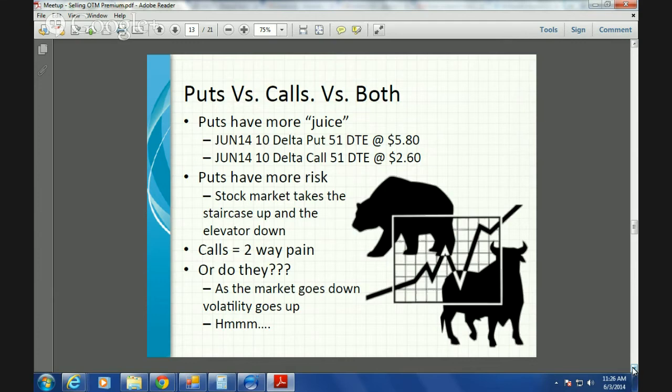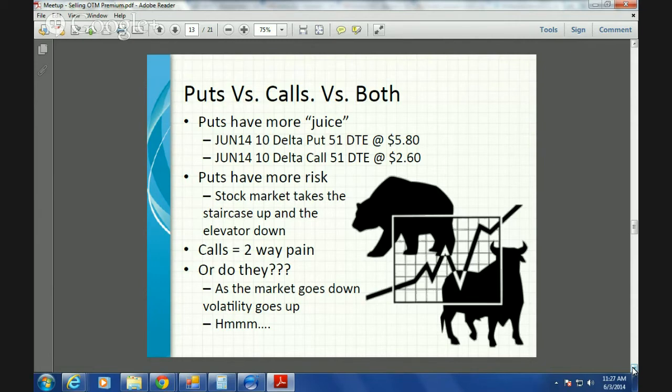When I made this presentation, I looked at the June 14 10 delta put, 51 days to expiration. I believe this was on the Russell, and it was trading at 580. And then I looked at the June 14 10 delta call, 51 days to expiration, which was trading at 260. So you can see right there that the put is worth far more and has far more volatility in it, so it's far more juice than the call. So it's much more lucrative to sell those puts than it is the calls.